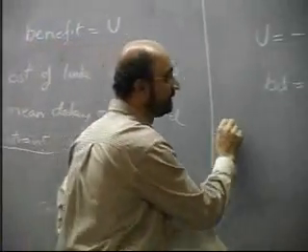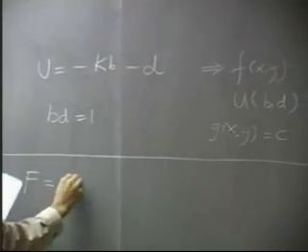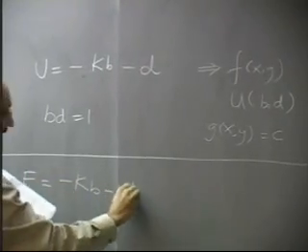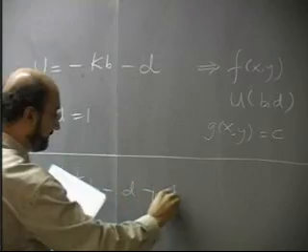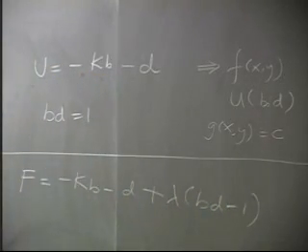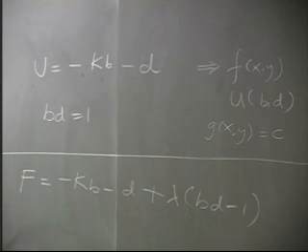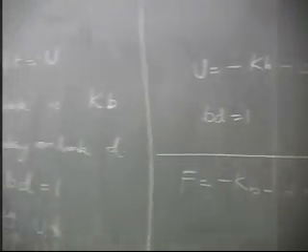And now we can define F. F is equal to minus KB minus D plus lambda times (BD minus 1). Right? That's just exactly the way I said earlier. This is F, and that's G, and we have the Lagrange multiplier. All we need to do is to set the partial derivatives with respect to x, y, and lambda to 0. So how do we do that?